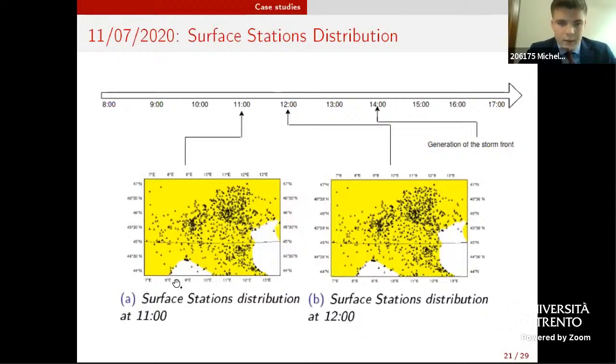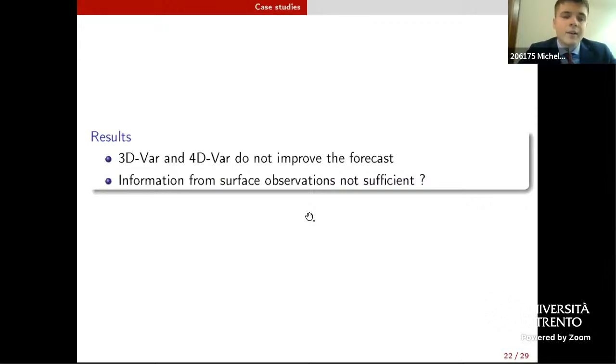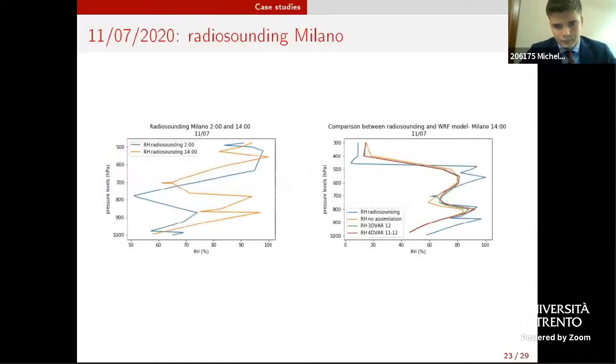For the second event, the same approach is applied, so all the surface observations available at 11 and 12 o'clock are assimilated. But in this case, neither 3D VAR nor 4D VAR techniques were able to improve the forecast. It appears that the information coming from these assimilated surface observations is not able to correct the inaccuracies existing in the initial state of the atmosphere enough to allow the model to predict the event. So we decided to look at the upper level information.